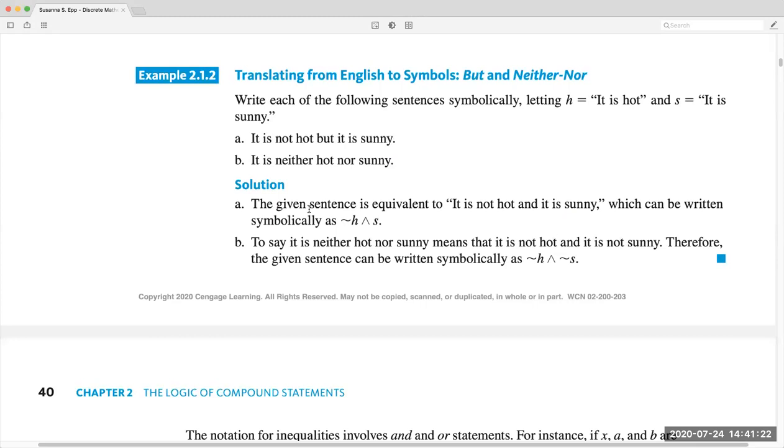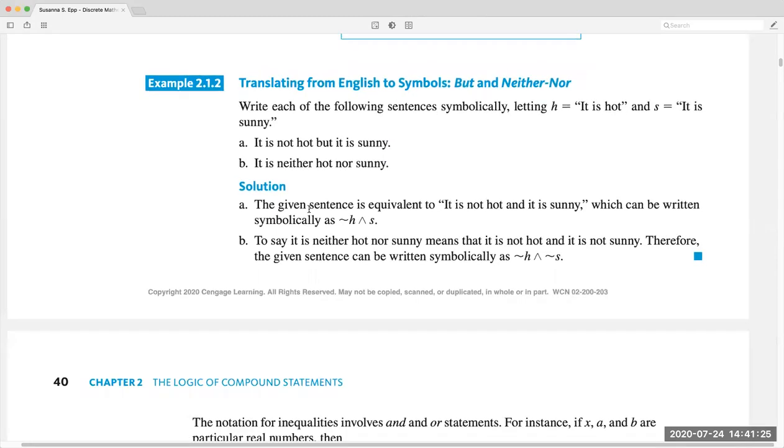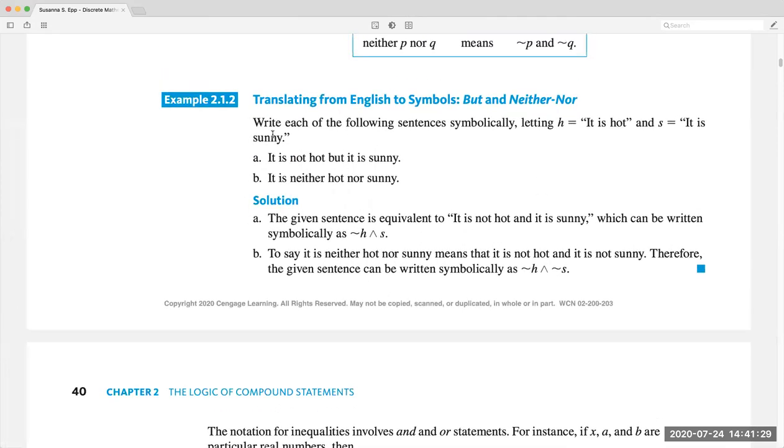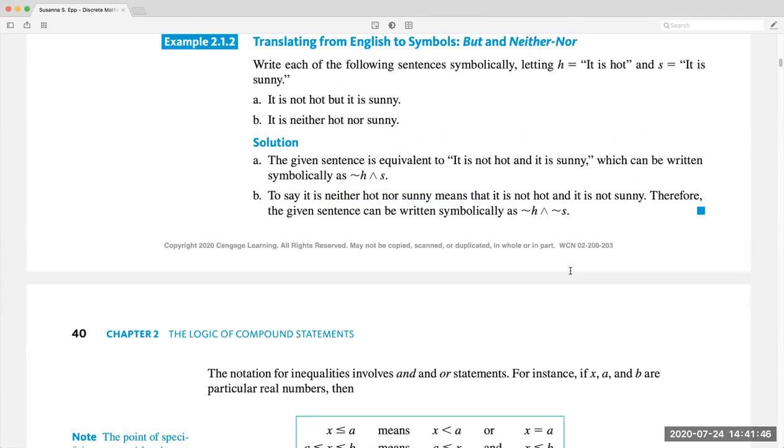We will learn how to show some of the identities later. Okay, this one I think is not difficult. Not hot, that means, actually, not hot and sunny. Okay? Neither hot nor sunny. That means it's not hot and not sunny. Not hot and not sunny. Simple. Okay.